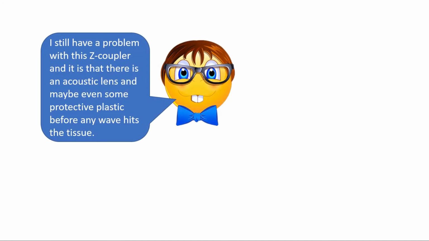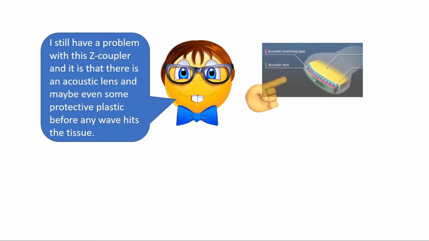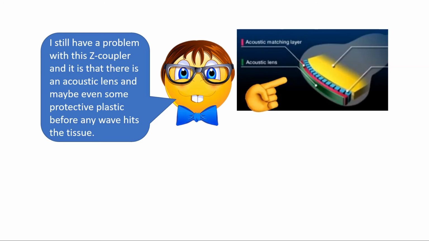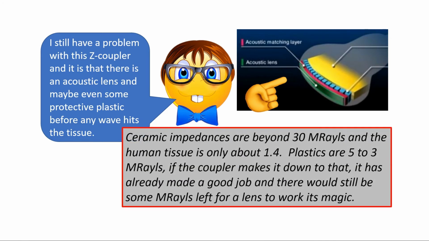I still have a problem with this coupler, and it is that there's an acoustic lens, and maybe even some protective plastic, before any wave hits the tissue. Ceramic impedances are beyond 30 megarayls, and the human tissue is only about 1.4. Plastics are 3 to 5 megarayls. If a coupler makes it down to that, it has already done a good job. And there will still be some megarayls left for the lens to work its magic. See?